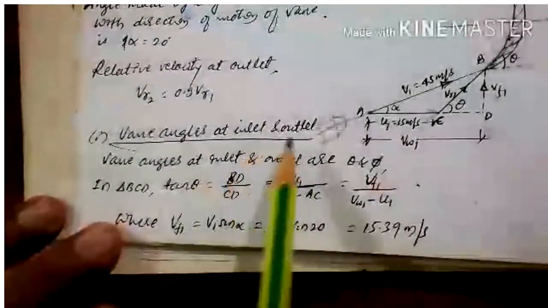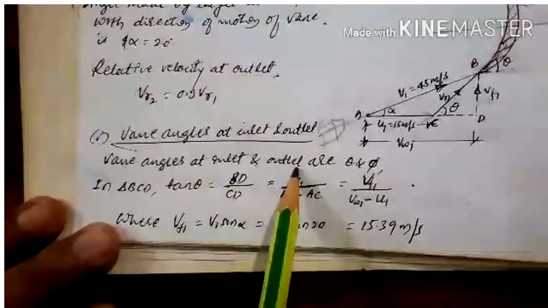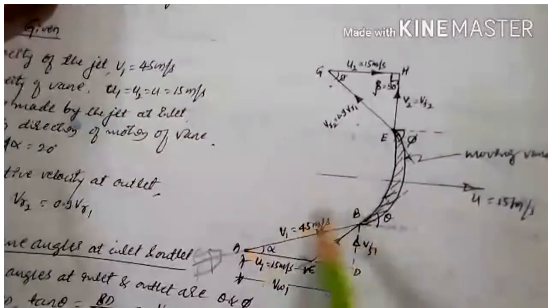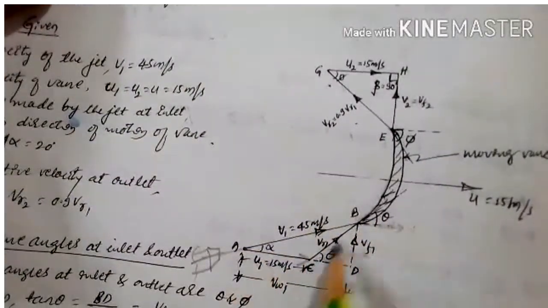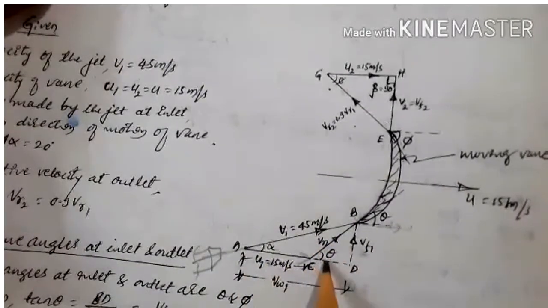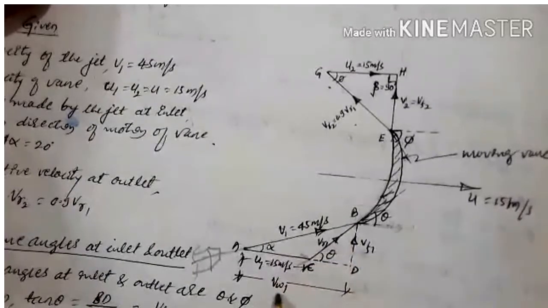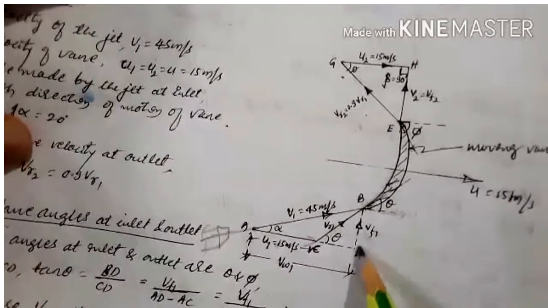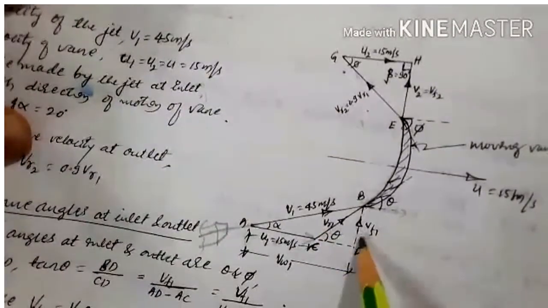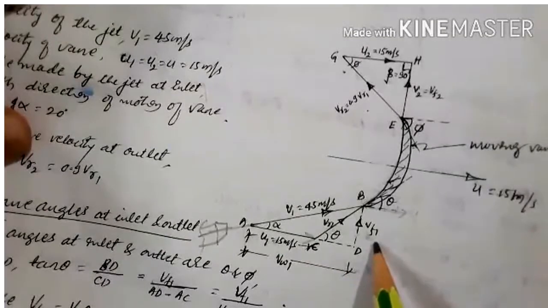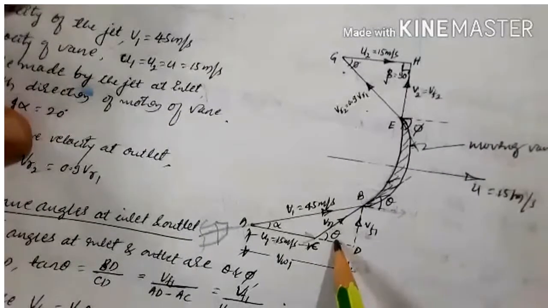Then the vane angles at inlet and outlet are theta and pi as usual. Then you have to construct the velocity triangle first. So draw V1, draw U1, then VR1, and join this. Alpha is the angle made by V1 and theta is the angle made by VR1. Then VW1 is the component of V1 in the horizontal direction, and VF1 is the component of V1 in the vertical direction. VW1 is the whirl velocity, VF1 is the flow velocity, and theta is the vane angle at inlet.